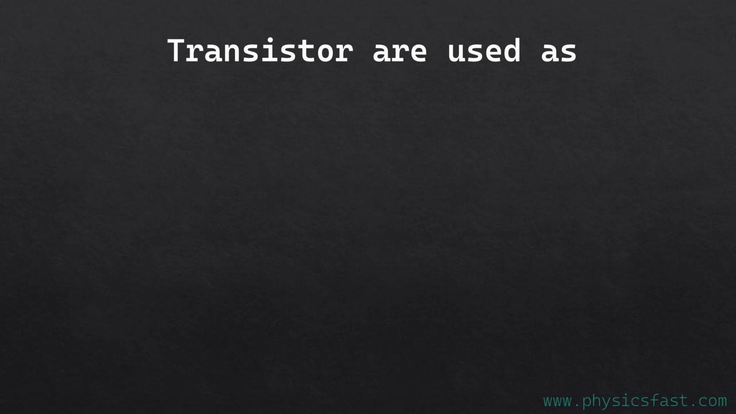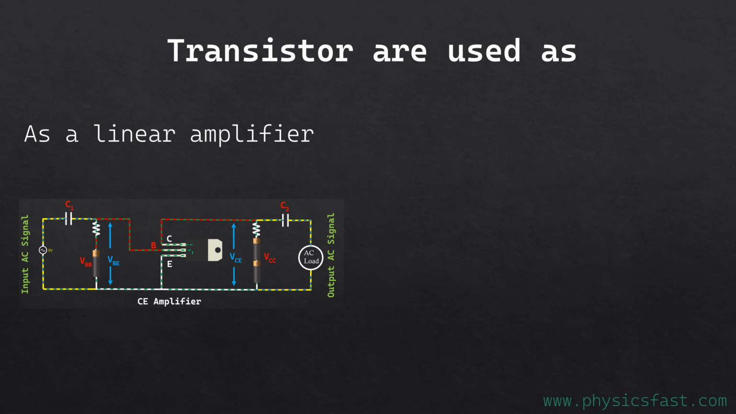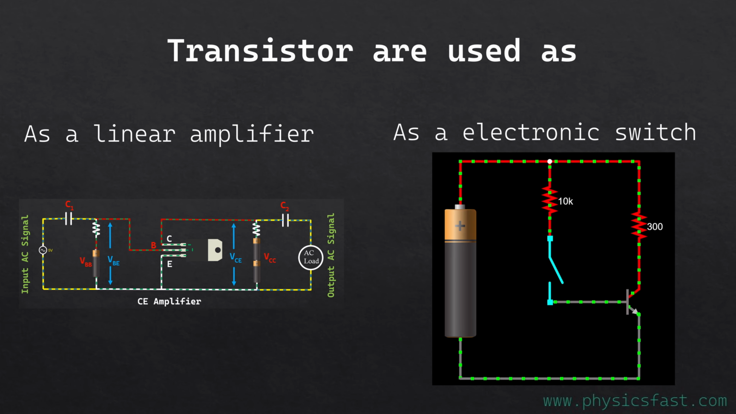The bipolar junction transistor is used in two broad areas of electronics: as a linear amplifier to boost an electrical signal, and as an electronic switch to control circuits.